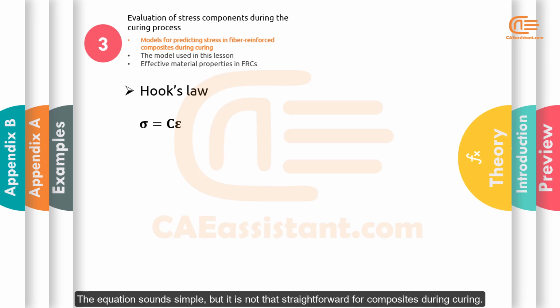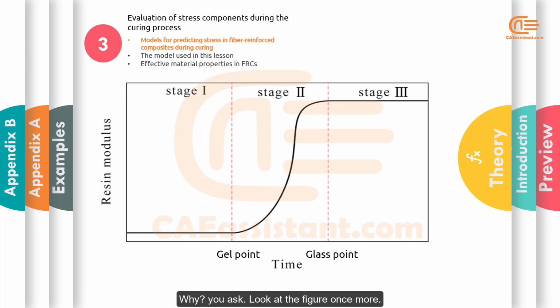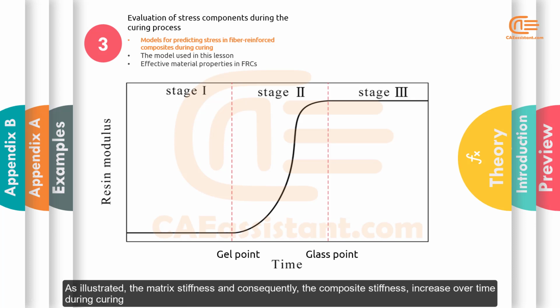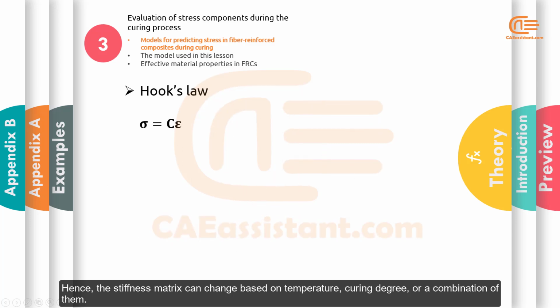The equation sounds simple, but it is not that straightforward for composites during curing. Why, you ask? Look at the figure once more. As illustrated, the matrix stiffness and consequently the composite stiffness increase over time during curing. Hence, the stiffness matrix can change based on temperature, curing degree, or a combination of them.